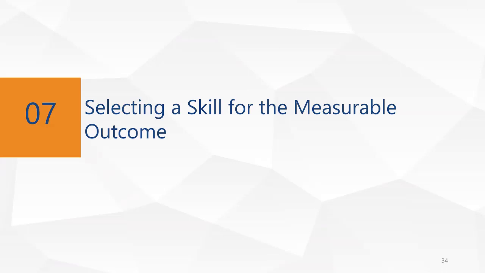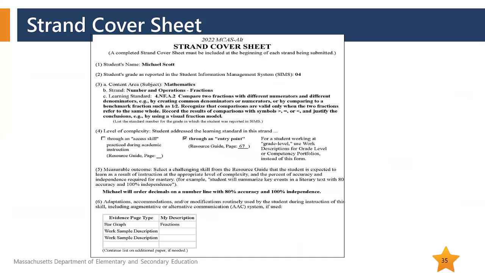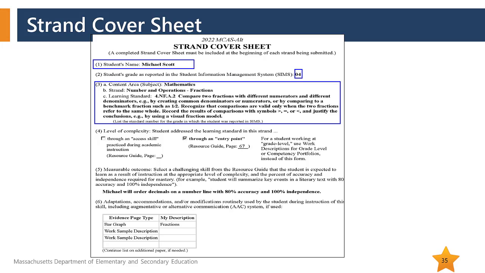Now we're going to select a skill for the measurable outcome. This is definitely highlightable moments here. So here's the strand cover sheet. It's the one we talked about as our sample strand. So it's Michael Scott, there's his name on the top. And remember, Kevin talked about grade 4, how important it was to use the correct grade. Then we have the content area, the strand, and the learning standard. That's all going to be done for you when you do grade 4. It'll have come up with number and operations, fractions, and operations and algebraic thinking, because those are the 2 requirements for grade 4. Then we have something called a number 5, the measurable outcome.